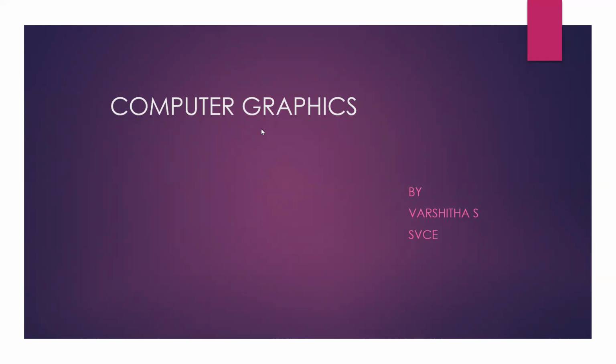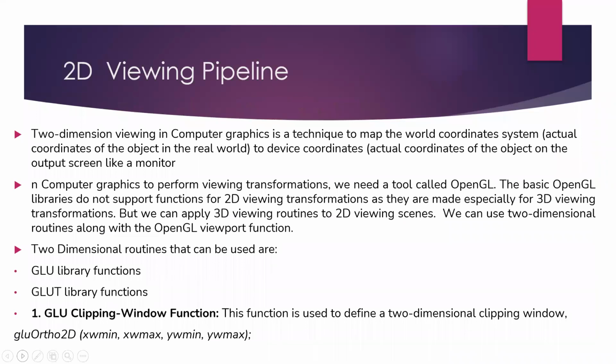Today we are going to discuss computer graphics. In that, we will discuss three topics. First one is the 2D viewing pipeline, the 3D viewing pipeline, and the RGB color model. First, we will discuss the 2D viewing pipeline.